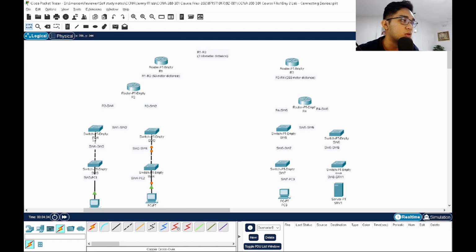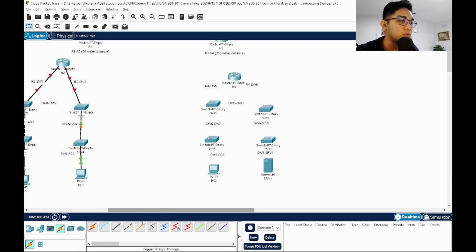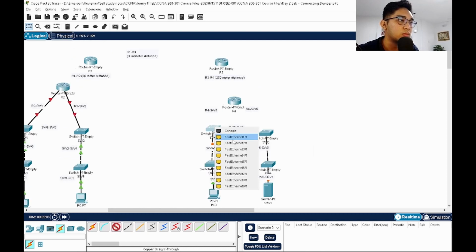Router 2 to switch 1, we use straight through. Router 2 to switch 2, we use straight through. Then in this place we're going to do the same thing, straight through, copper, then router.